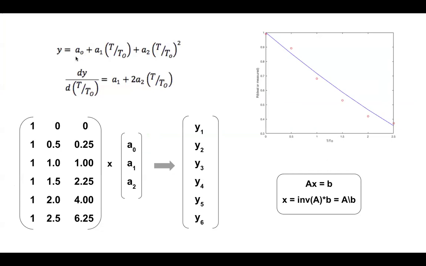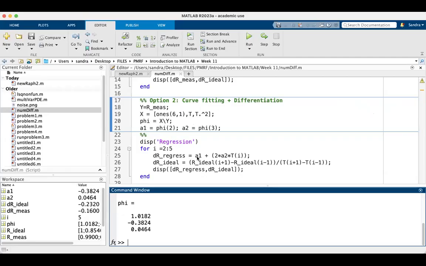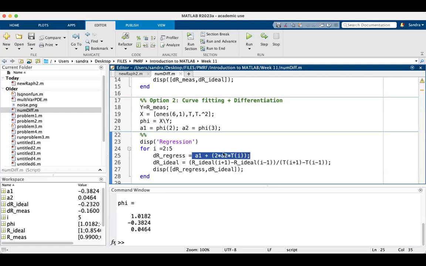The function that I tried to fit is a0 plus a1 t by t0 plus a2 t by t0 square. Now I need to take the differential of this function, so that is d by dt. a0 is a constant, a1 will be there, and for t by t0 square, the 2 will come down. So it is a1 plus 2a2 t by t0. This is my derivative. I'm manually calculating the derivative here, a1 plus 2a2 ti, that I calculate using fitting.